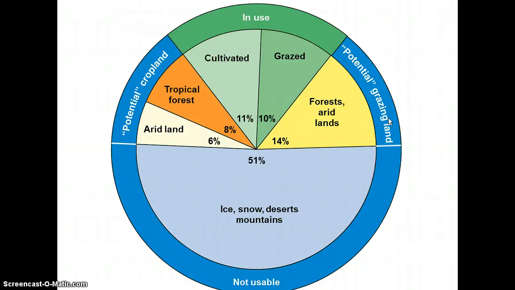So next time we'll talk about what this means, cropland and grazing land, and how we could compare different types of terrestrial and aquatic systems, their efficiency, and how they're working in different locations.